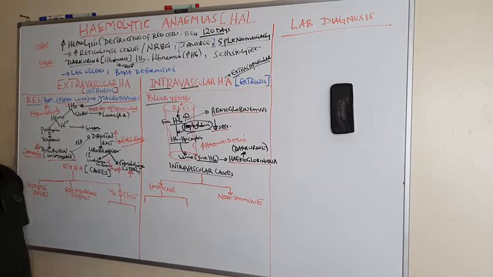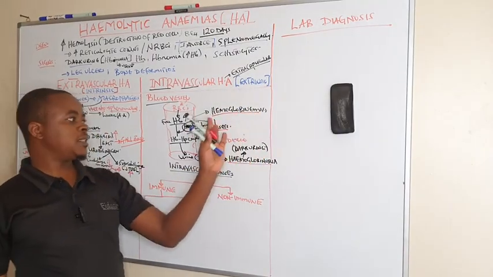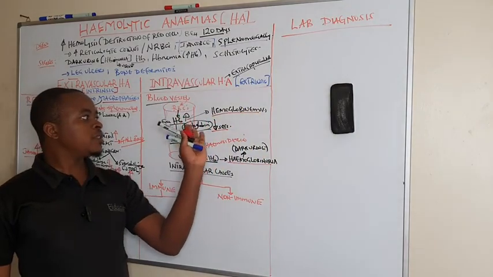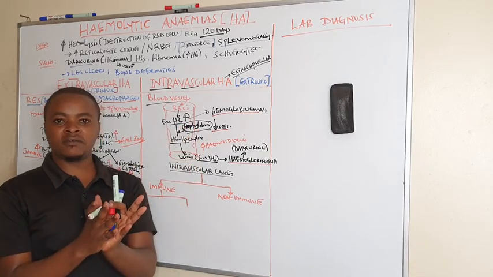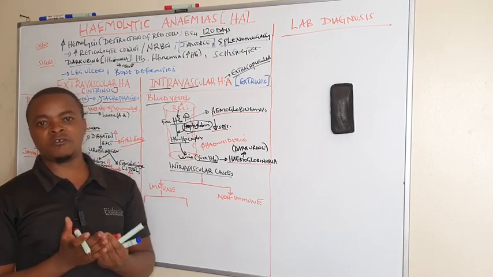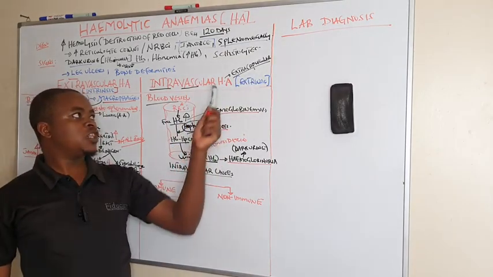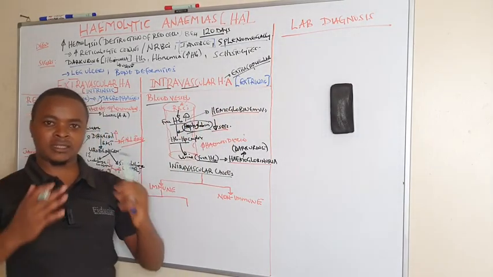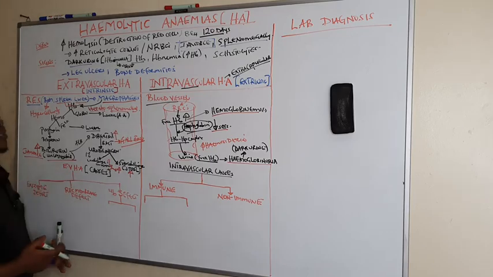So this is under intravascular, or we can call it extrinsic, because the cause of destruction of these red cells is outside the red cell itself. It is either due to mechanical injury or due to incompatibility of blood. Or we can call it extracorpuscular. Extracorpuscular, the cause is outside. So you can call it extrinsic or extracorpuscular.